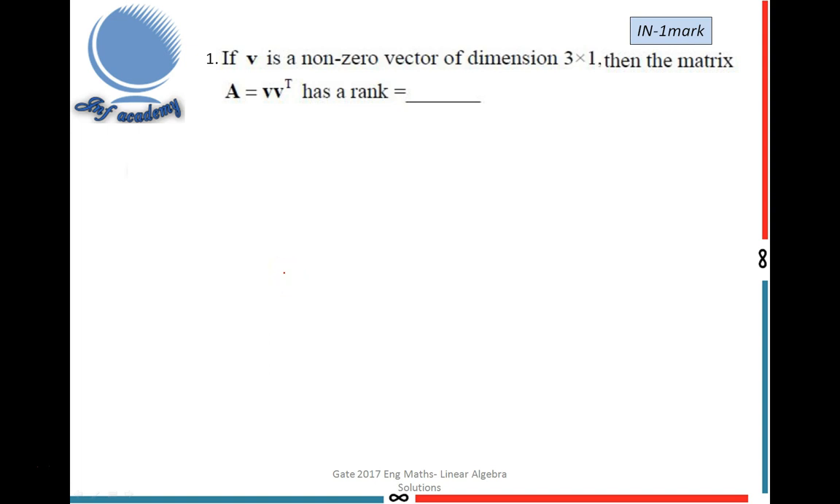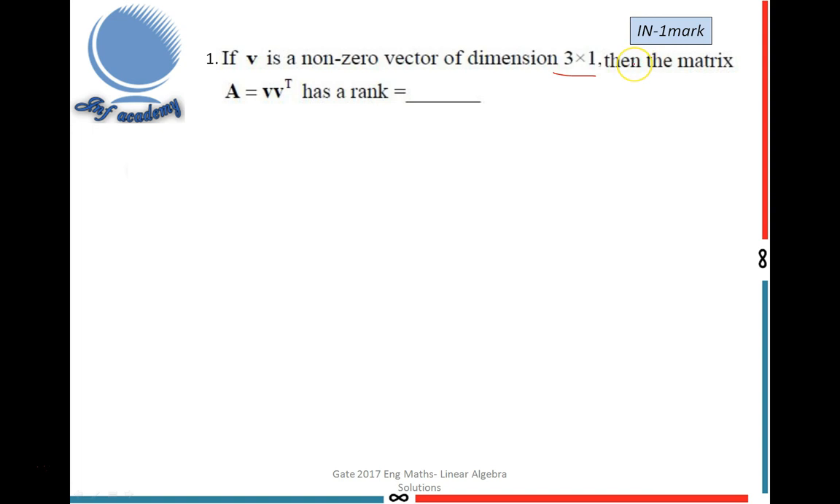Now let's move on to the problem. The first problem is if V is a non-zero vector of dimension 3 by 1, then the matrix A equal to V transpose has a rank equal to what? You have to find the rank of V transpose. This question is from IN department.